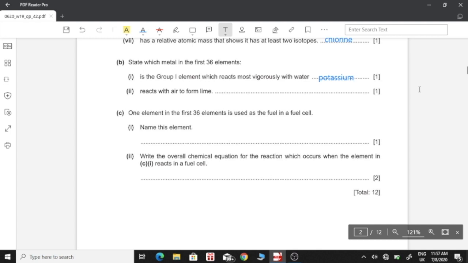Part 2 reacts with air to form lime. Lime is calcium oxide, so this is calcium.